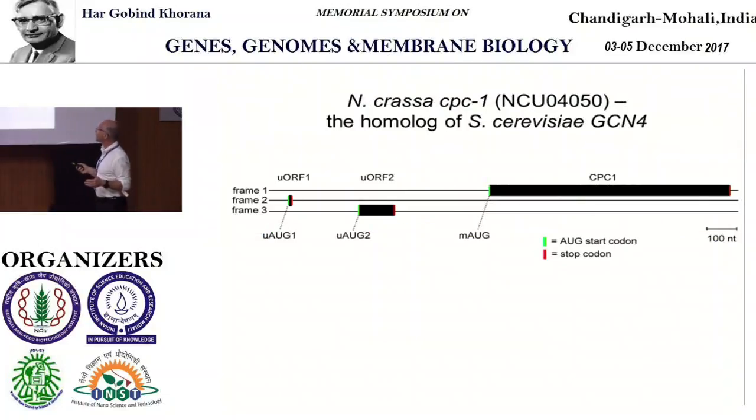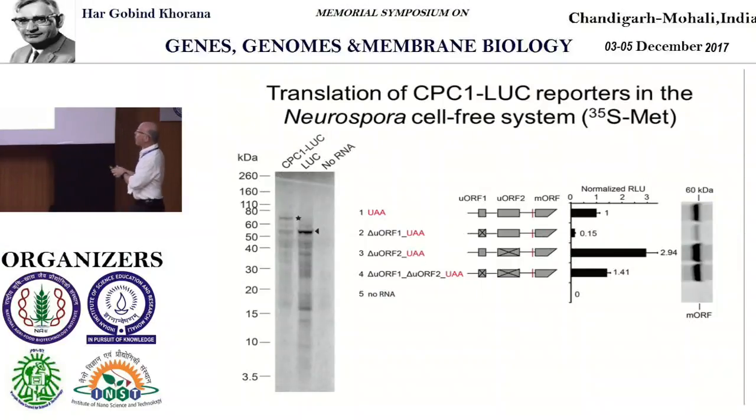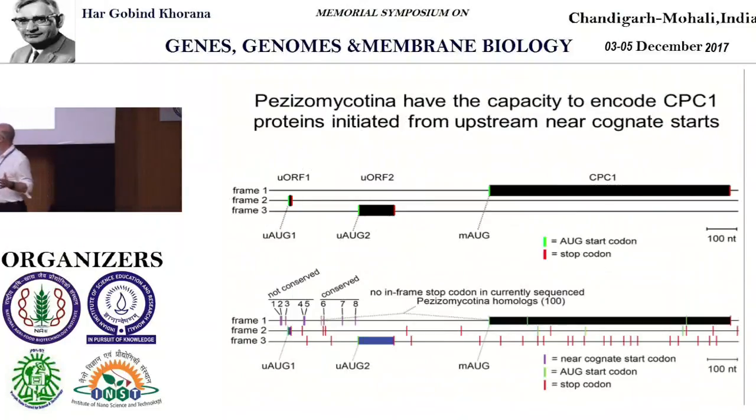And we thought that Neurospora was going to be just the same as GCN4. So we did some in vitro experiments, and we saw a larger band, 35S-methionine, larger band. I won't go through all this. This just shows that the uORFs work like they ought to. We were puzzled by this larger band.